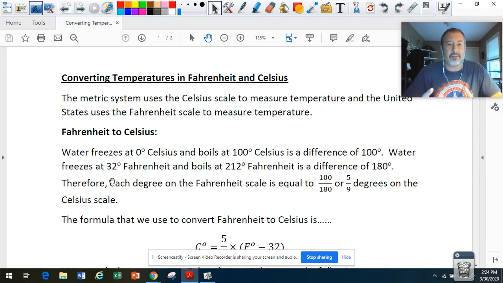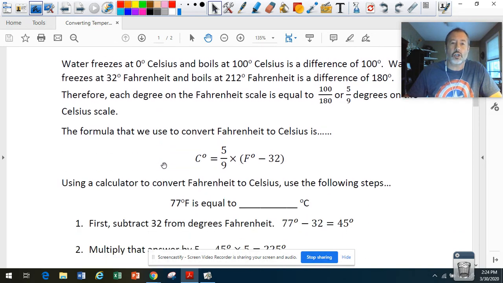So we use that information in order to come up with our formula. The formula you are going to be using, you will need a calculator for this, so make sure you have a calculator. If you take a look here, it says the formula that we use to convert Fahrenheit to Celsius is Celsius degrees equals 5/9 times the quantity, whatever the Fahrenheit degree is, minus 32. Now, some of you may not be as skilled in using a calculator with all this information, so we're going to break it down so it's easier for you.